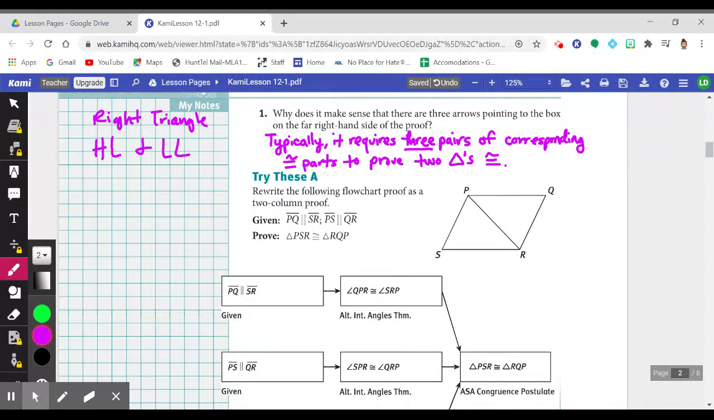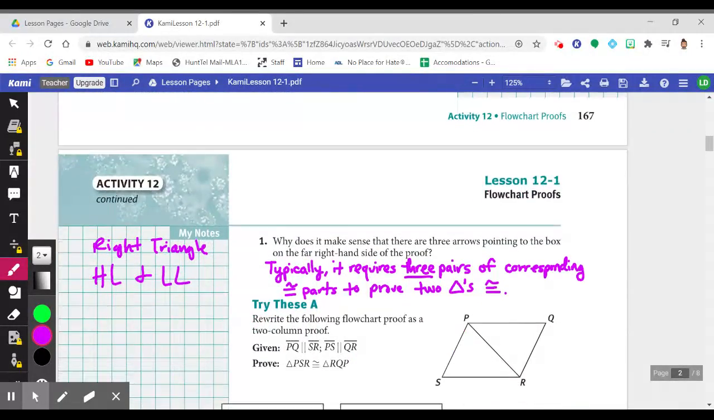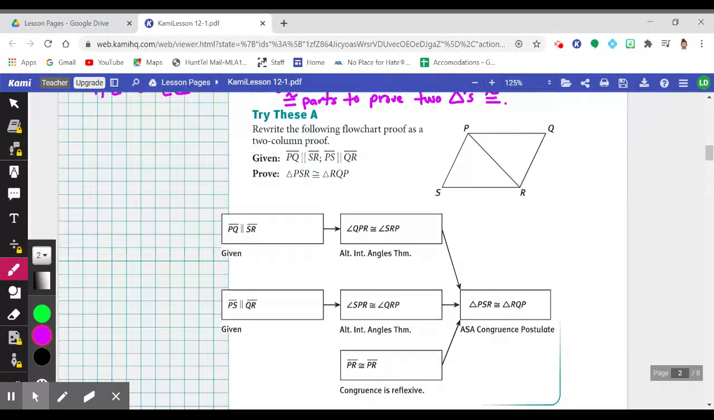But in these 2 instances, we only use 2 pairs of corresponding parts. So I said typically it requires 3 pairs of corresponding congruent parts to prove 2 triangles congruent: side-side-side, side-angle-side, and angle-angle-side. So that's why there are 3 arrows pointing to the box on the far right-hand side that says the 2 triangles are congruent. Now, try these A.